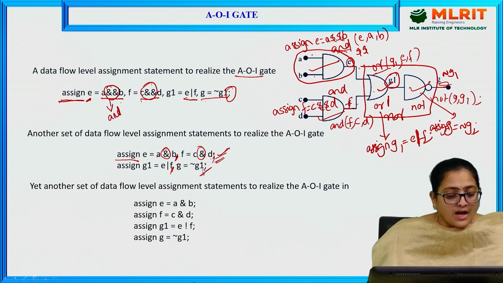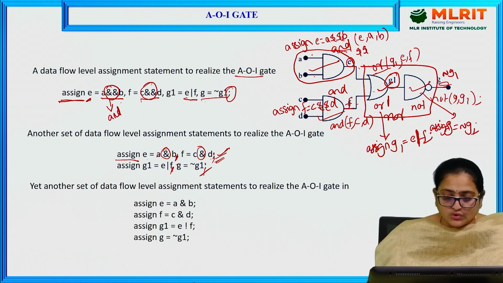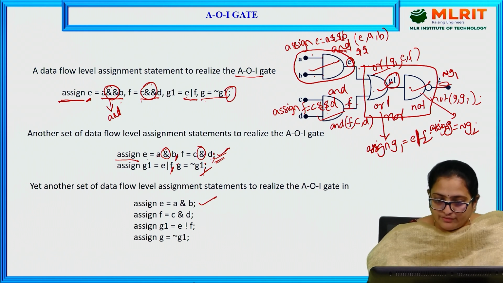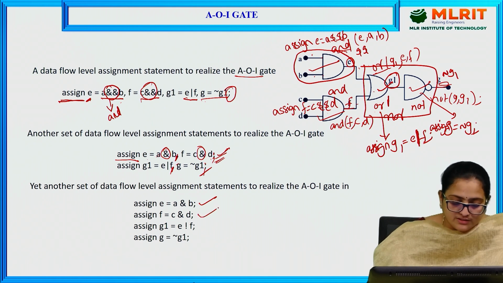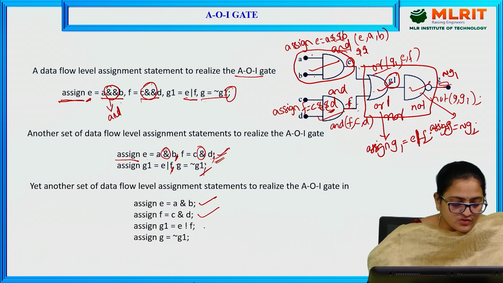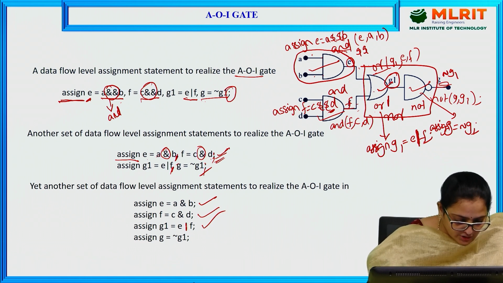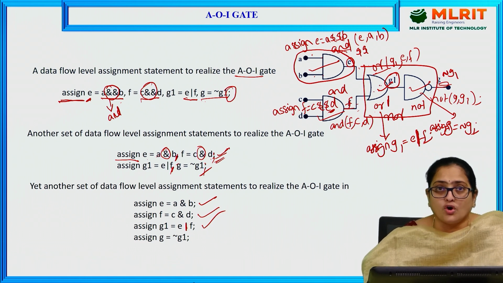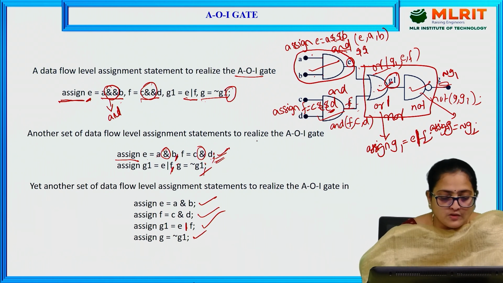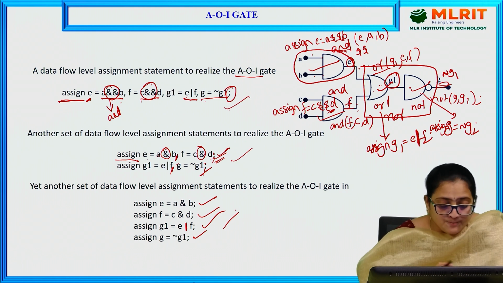And you can also write individually what I have just discussed. See, assign E is equals to A ampersand B. This statement is separate for this AND gate. And assign F is equals to C ampersand D is the other statement, specifying this AND gate. And assign G1 is equals to E or F, which is given for this OR gate. And G is equals to complement of G1. So you can use either this type or this, anything.